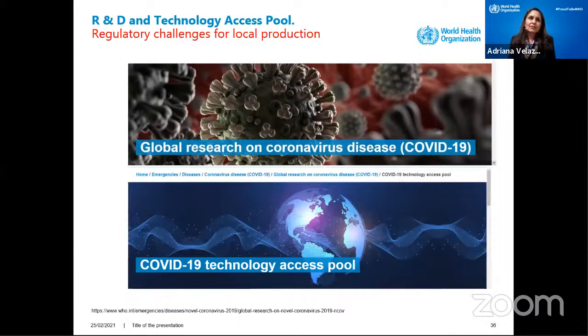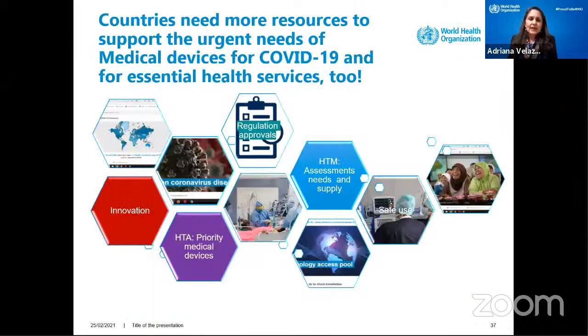So we are now developing, for example, manufacturing of face masks, of PPE. So in general, we can tell you that countries need more resources to support the urgent needs of medical devices for COVID and for essential health services too. Why? Because still we have people with diabetes, with cancer, with many other things. The supply is really limited.